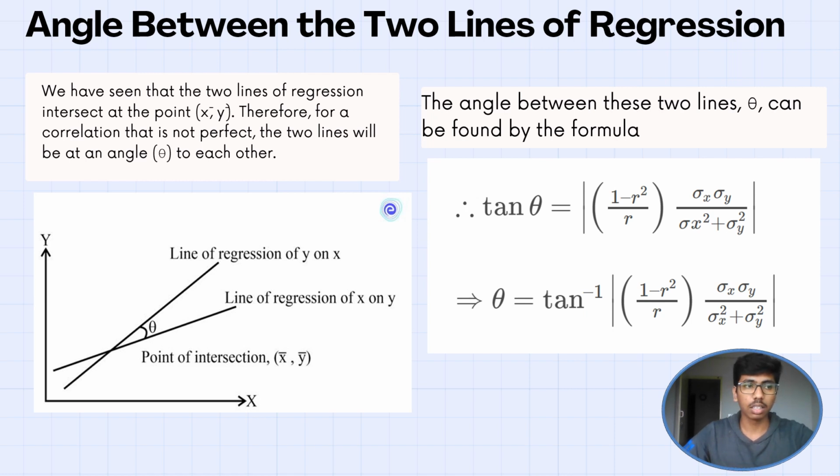To understand this concept better, consider an example where we are analyzing the relationship between the amount of time spent studying and the grade received on a test. By plotting the data points on a scatter plot and fitting lines of regression for each variable, we can calculate the angle between the two lines and determine the strength and direction of the relationship between these variables.